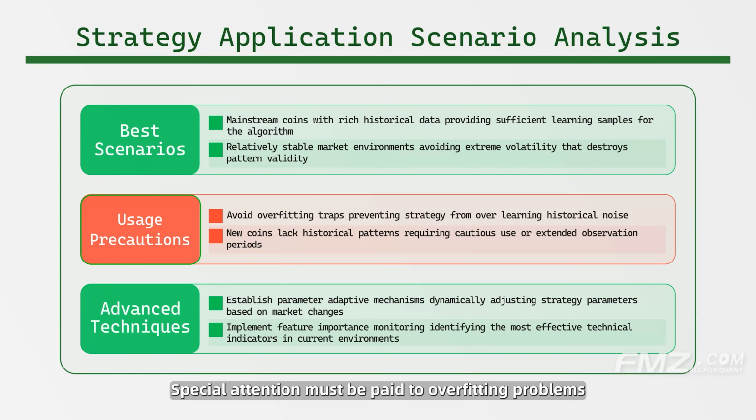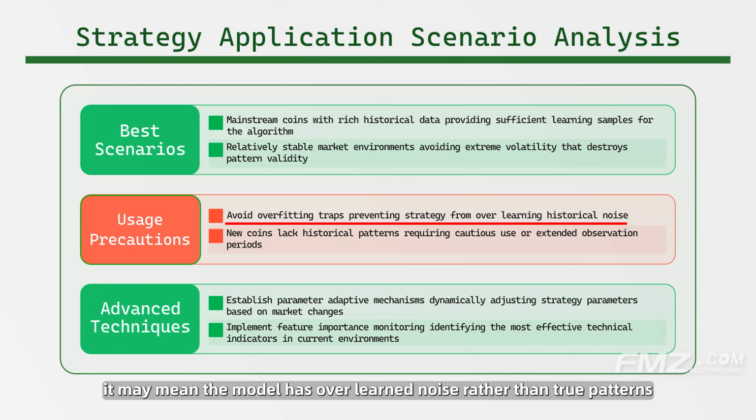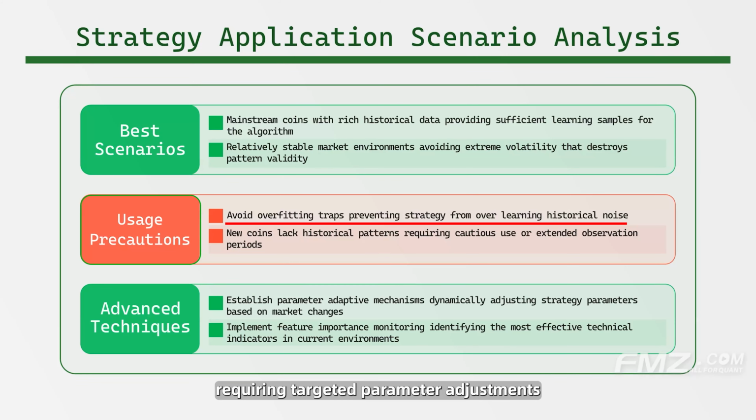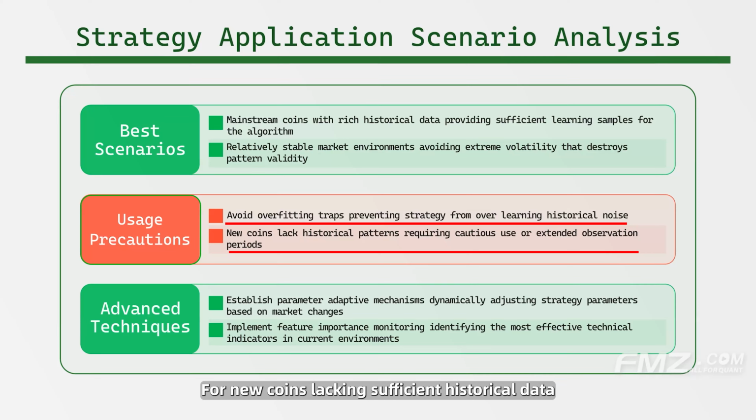Special attention must be paid to overfitting problems. When a strategy performs perfectly on historical data, it may mean the model has overlearned noise rather than true patterns. Different coins have vastly different market characteristics, requiring targeted parameter adjustments. Blind application may cause strategy failure. For new coins lacking sufficient historical data and market behavior patterns, use cautiously or extend observation periods.